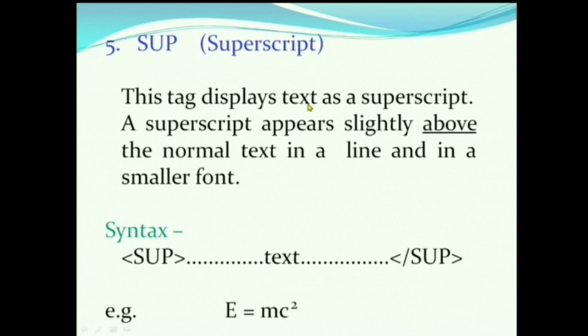Then the superscript tag. This tag displays text as a superscript. A superscript appears slightly above the normal text in a line and in a smaller font. The syntax of superscript, you just type SUP, then in between you type your text, then here you type slash because it is already a container tag. Just like E = MC squared. So this is the superscript. First you type E = MC, then you use this tag SUP, then you type 2, then you have to close this SUP. At that time the output is visible just like this.